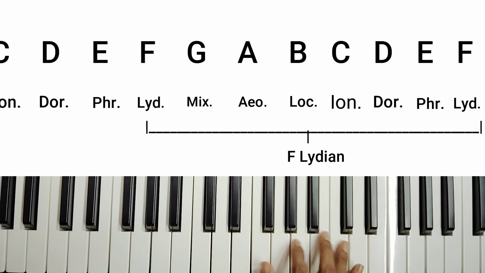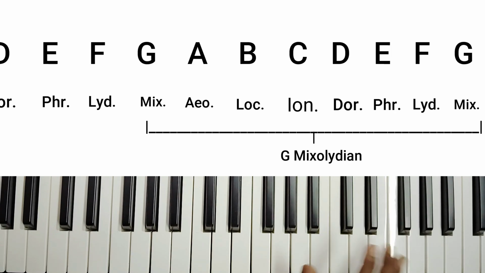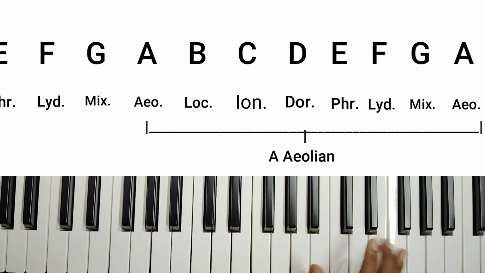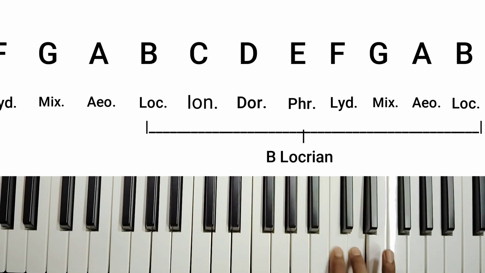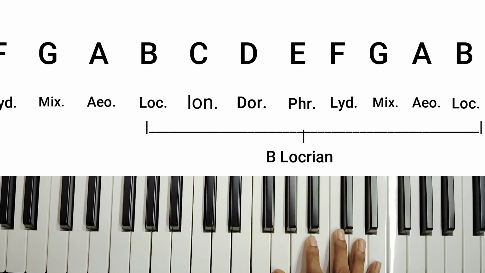If you are playing F to F, that means you are playing in Lydian mode. If you are playing G to G, that means you are playing in Mixolydian mode. If you are playing A to A, that means you are playing in Aeolian mode. If you are playing B to B, that means you are playing in Locrian mode.